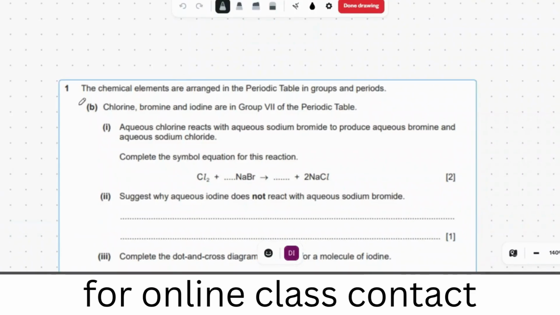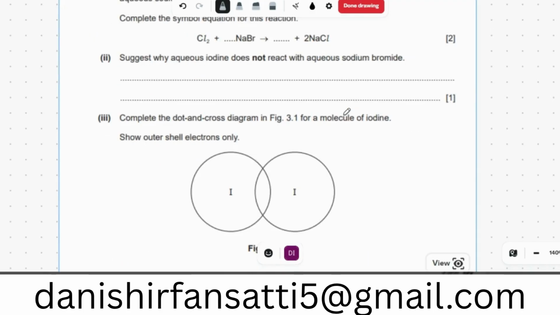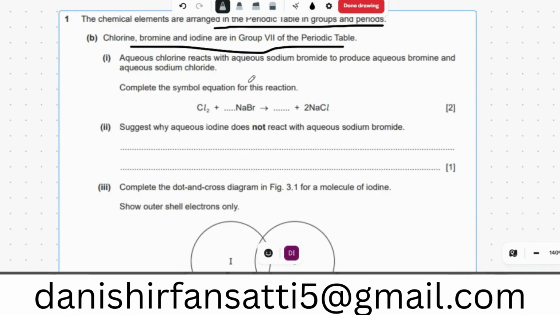Today we are going to talk about group 7 elements from the past papers. The chemical elements are arranged in the periodic table as shown in the groups and periods. Chlorine, bromine and iodine are group 7 elements. Aqueous chlorine reacts with aqueous sodium bromide to produce aqueous bromine and aqueous sodium chloride.